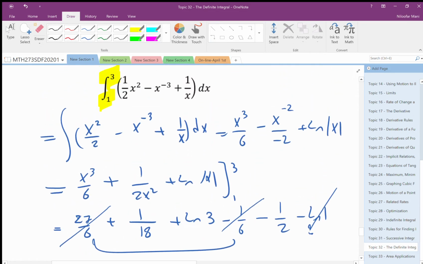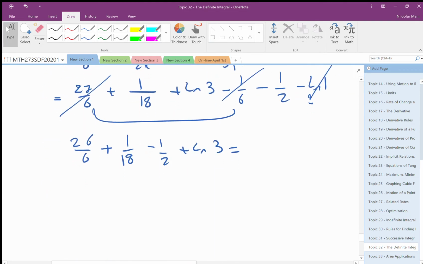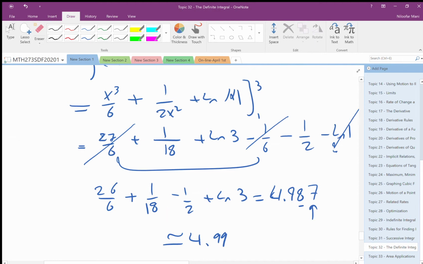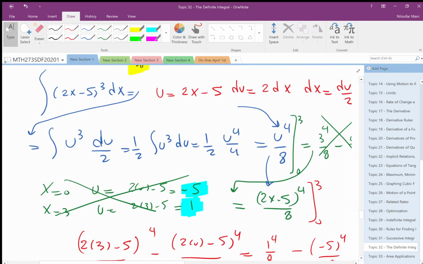So it says 3 significant digits. Okay, so I use my calculator. 26 divided by 6 plus bracket 1 over 18 minus half plus ln 3, which is 4.987, and I underline that, check that, it is almost 4.99. Okay, easy. So questions like this are very, very important.